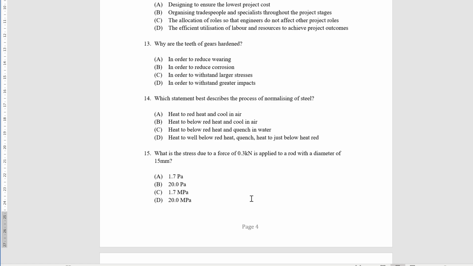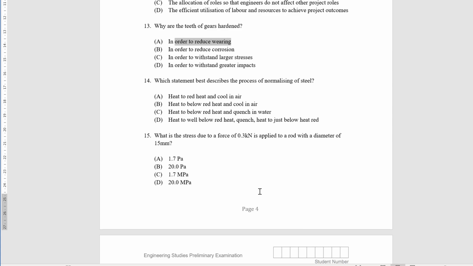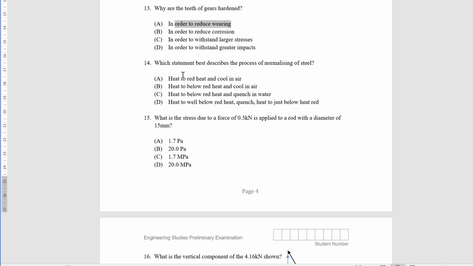Which of the following best describes engineering management? D. I think I've gone through that one more recently. They're all important, but that one encompasses the other ones. Why are teeth hardened? Teeth on gears are hardened so that they withstand wearing, to reduce wearing. A. Which statement best describes the process of normalizing steel? Heat to red hot, or heat to 100% austenite, but heat to red hot is fine. And then to normalize, we cool in air.